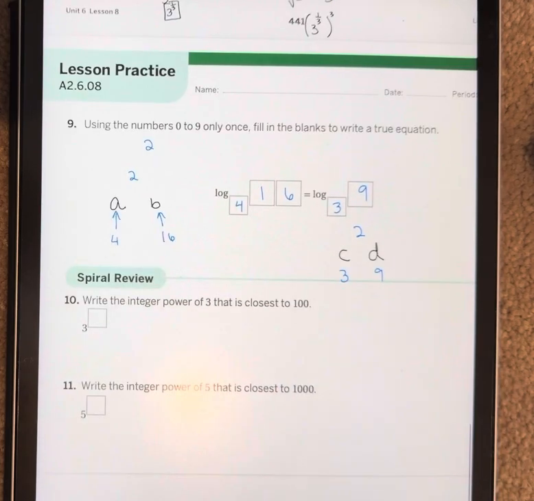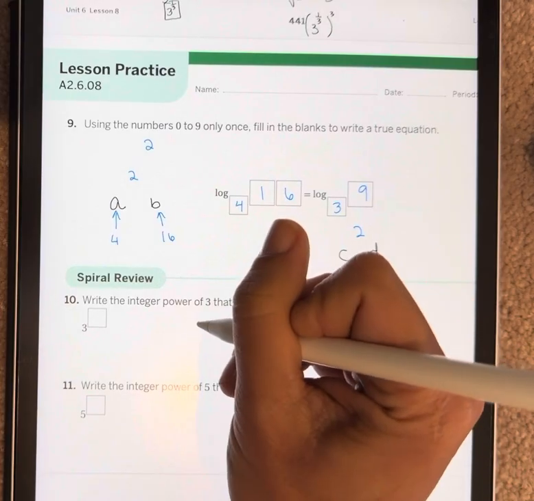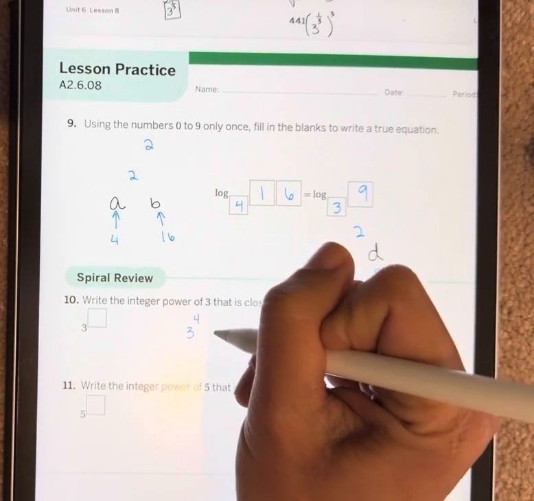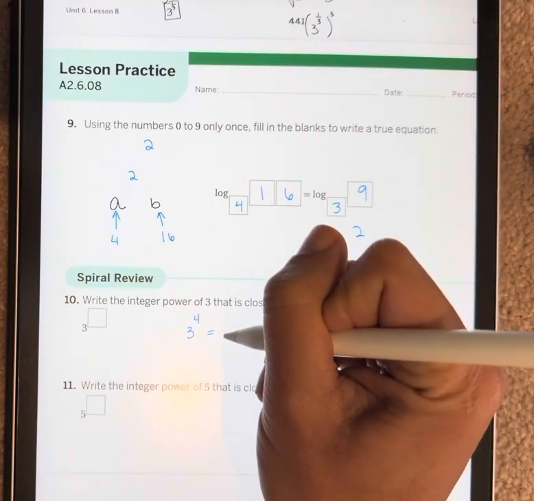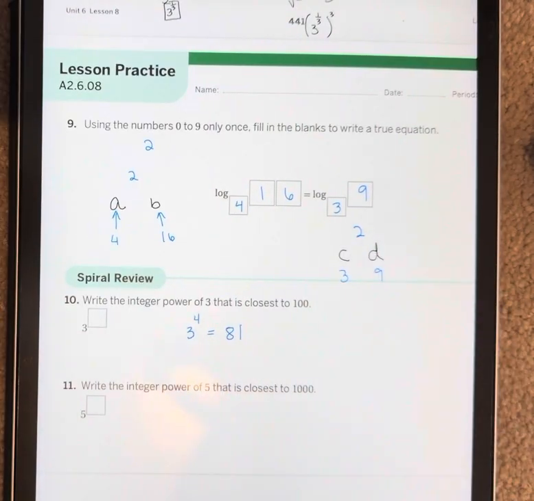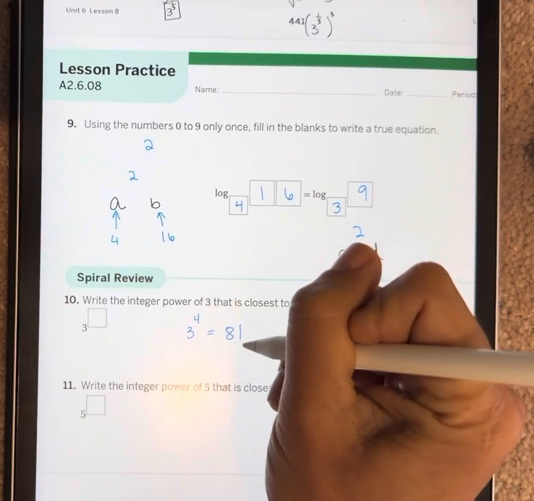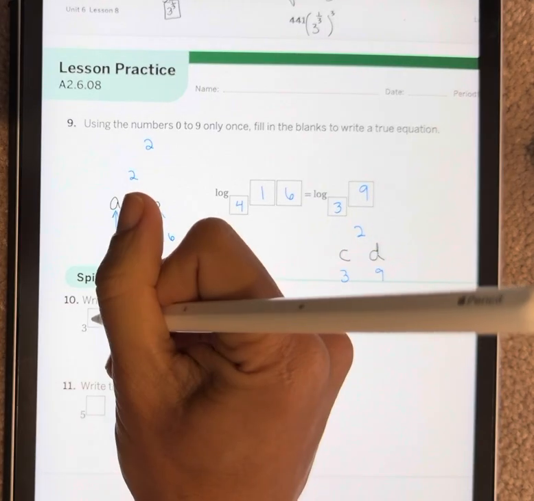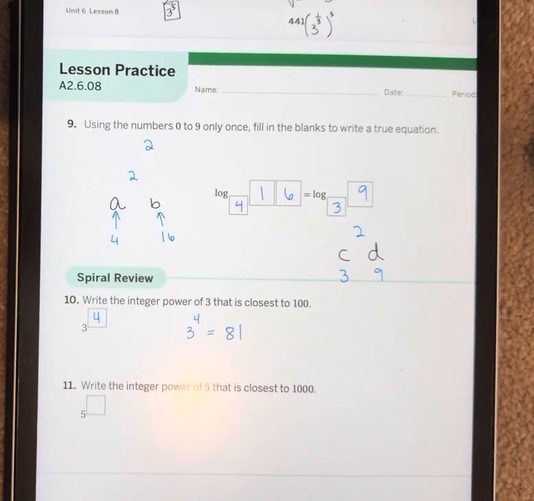Okay, moving along. Write the integer power of 3 that is closest to 100. So 3, we know 3 to the third is 27. So 3 to the fourth is 27 times another 3. That's 81. Or 9 times 9. That also works, 81. And I think that's where it's going to end, because 81 times 3 will for sure be way over 100. So 4 is the closest we'll get to 100.